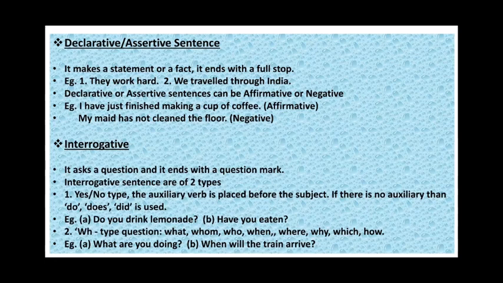Declarative or assertive sentences can be affirmative or negative. So children, affirmative means positive sentences. Let's see the example. I have just finished making a cup of coffee. So this is an affirmative sentence.